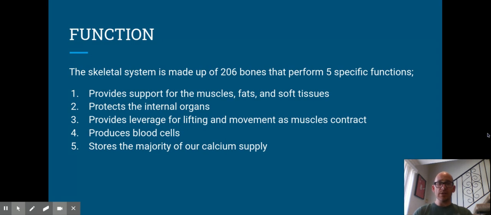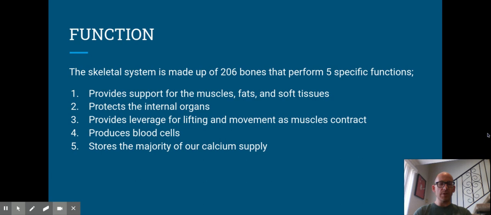Next, they protect the internal organs. Best examples of that are the rib cages, or the rib cage. You only have one of them. Protecting your lungs and heart, and stomach a little bit too, and spleen. Then you have your skull protecting your brain, and then to a slightly lesser extent, you have your pelvic girdle protecting your reproductive organs.